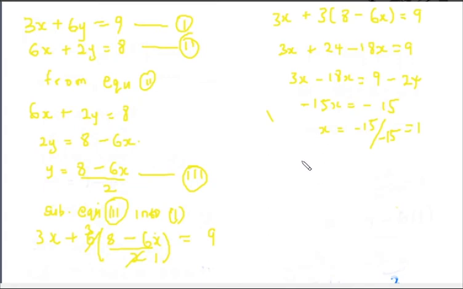So let's go with equation 3 because it's straightforward, as y is already the subject of the formula for that one. So I'd have y equals 8 minus 6 open bracket 1 close bracket over 2. So y becomes 8 minus 6 over 2, which equals 2 over 2, which equals 1. So my x value equals 1, and my y value equals 1.